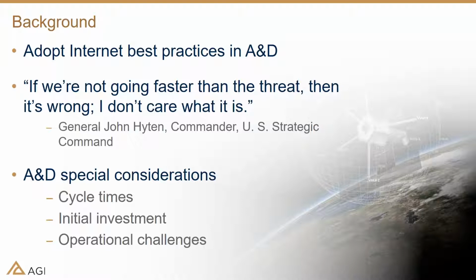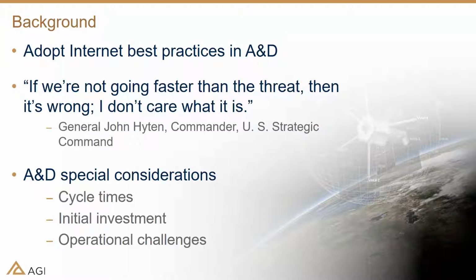So to a large extent, we're being asked to bring that same type of agility to the space world. And if you look at the quote here from General Hyten, the commander of U.S. Strategic Command, it highlights the need for doing that, where he says, if we're not going faster than the threat, then it's wrong. And it highlights the fact that our space systems are being employed and applied for missions and applications that they weren't originally considered for.